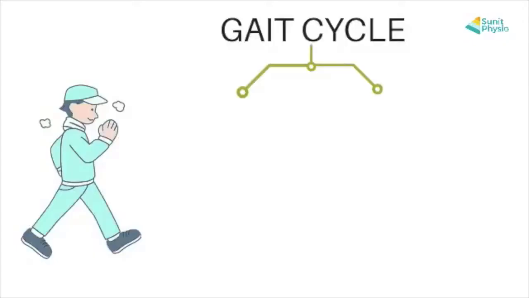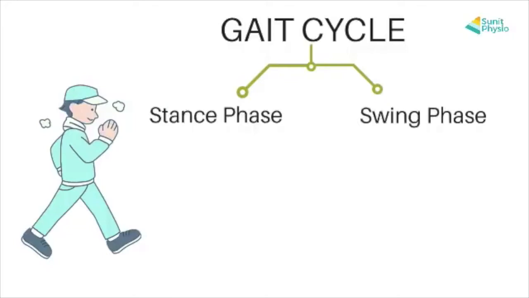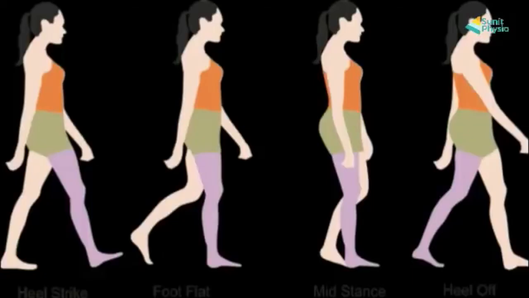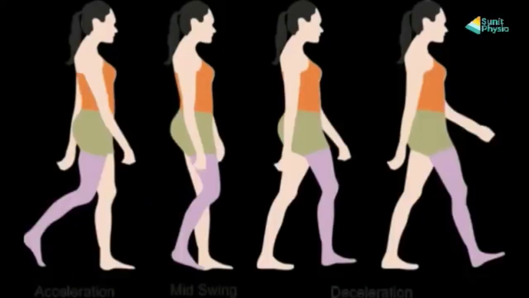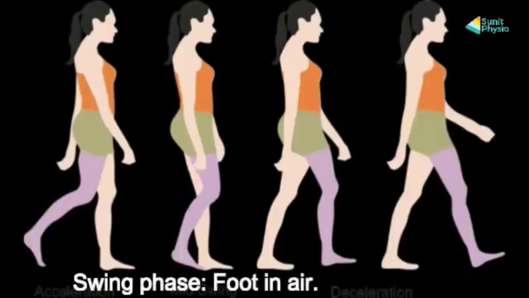The term gait cycle refers to two successive events of the same lower extremity from initial contact to initial contact. The stance phase accounts for 60% of the gait cycle and occurs when some part of the foot is in contact with the floor. The other 40% of the gait cycle is known as the swing phase and occurs when the foot is not in contact with the floor.